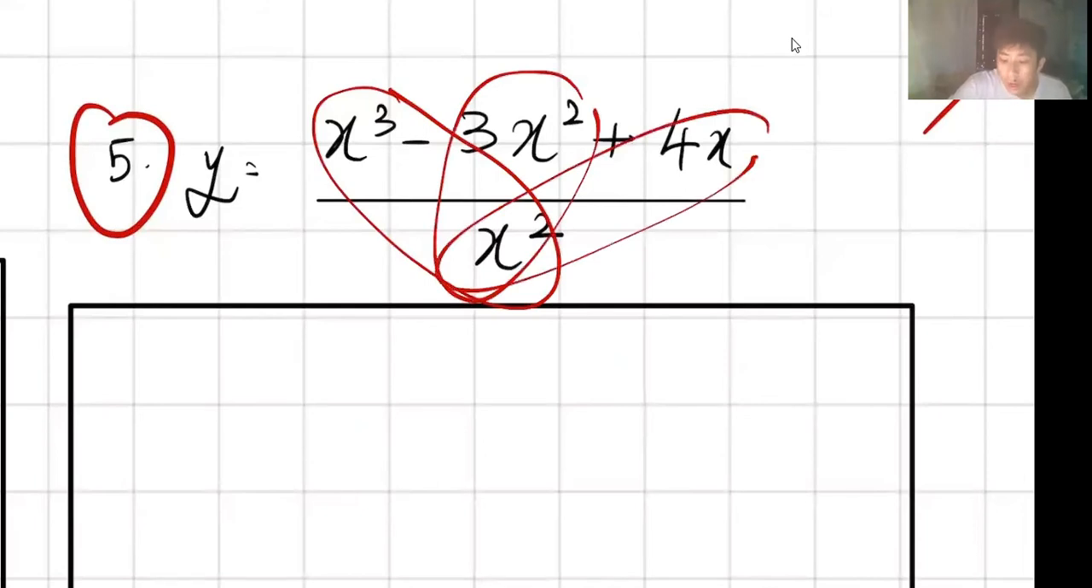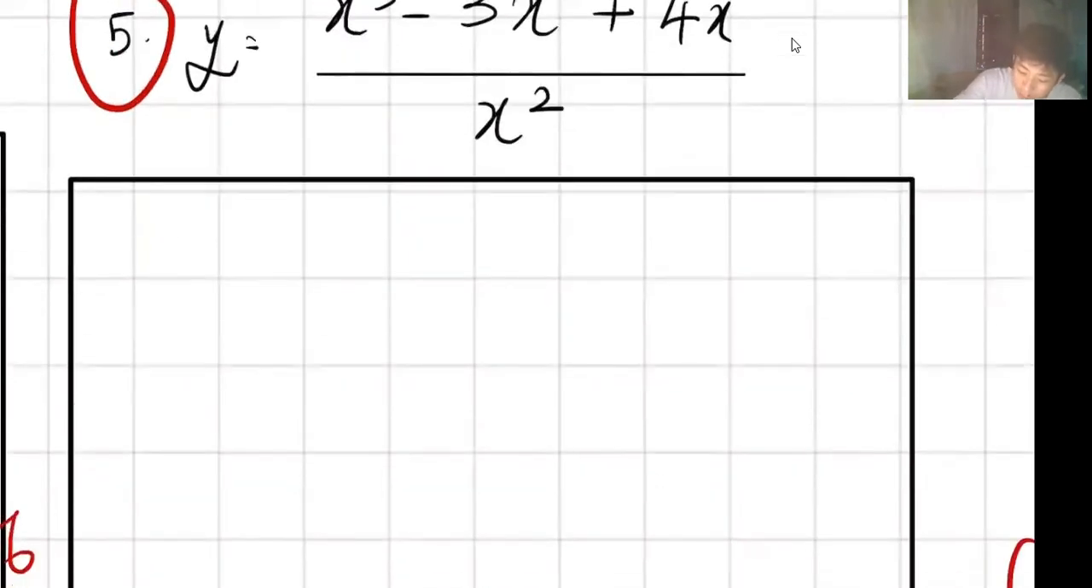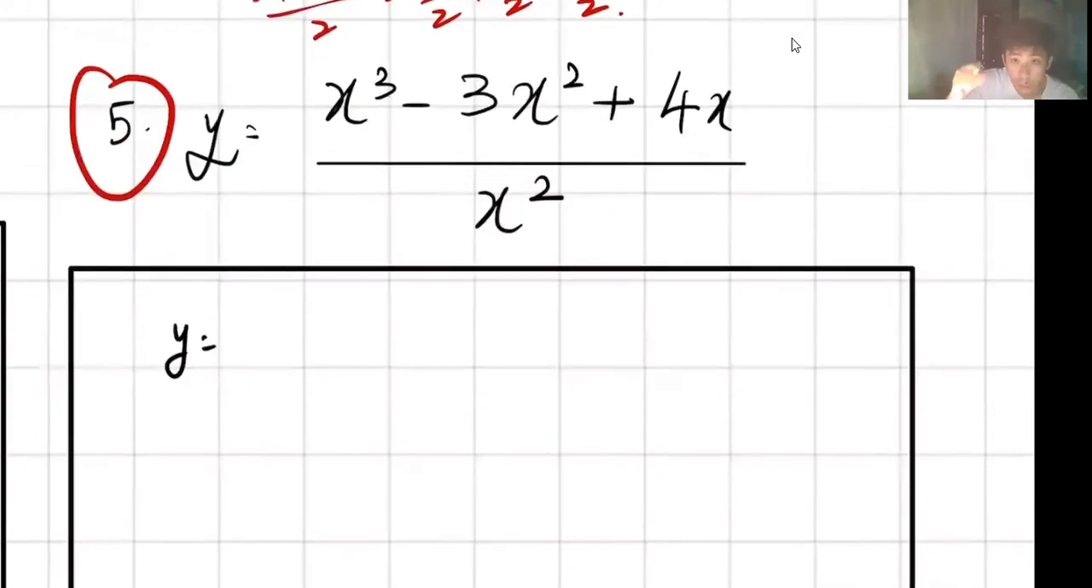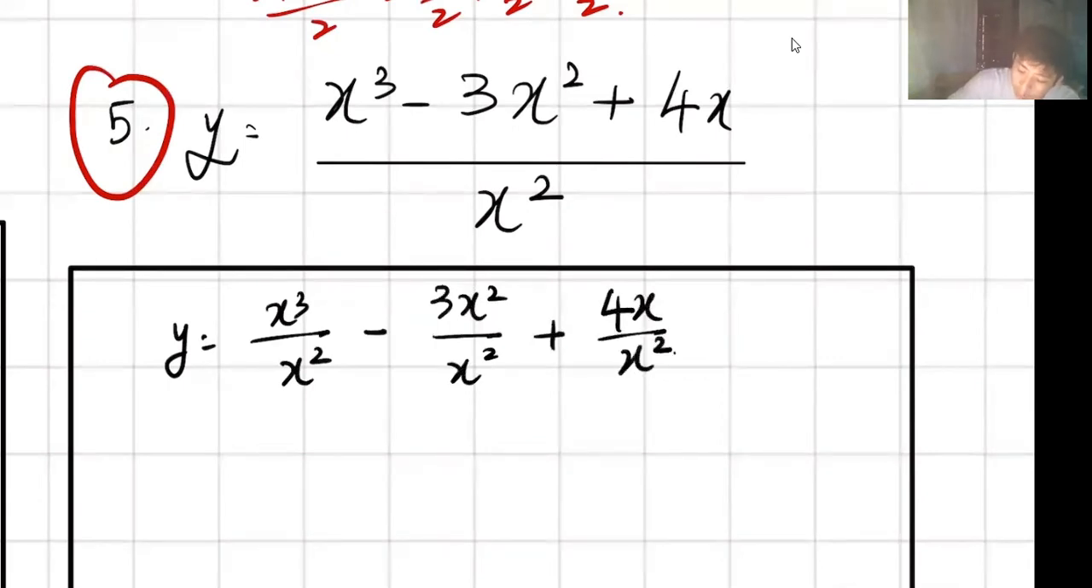You can. Why? Because remember I told you a plus b plus c over 2 is equal to a over 2 plus b over 2 plus c over 2. Basically, when you have top plus minus, you can separate them. So I separate them first. Top plus minus, not bottom plus minus. What you have is x cubed over x squared, minus 3x squared over x squared, plus 4x over x squared.